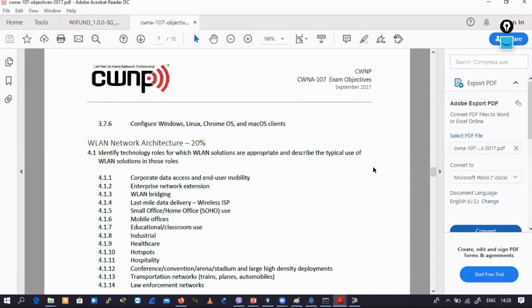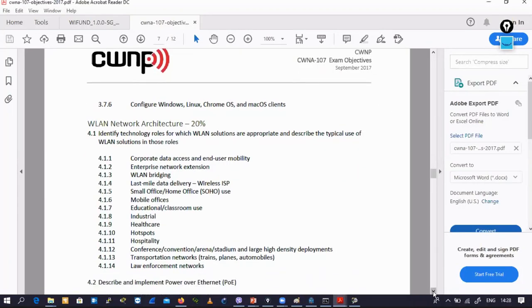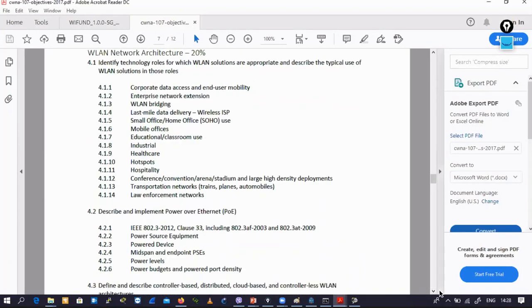Now the CWN is, all I can say, engineer's choice to enhance the knowledge of wireless. You can see hotspot. I mean, who is using the wireless right now? Corporate enterprises. You can see small office and home offices, mobile offices, education, school, classroom. Everyone is using it, even in industry, healthcare, hospitality, and law enforcement. Everyone is using what? Hey, what is the difference between WPA2 and enterprise WPA3?